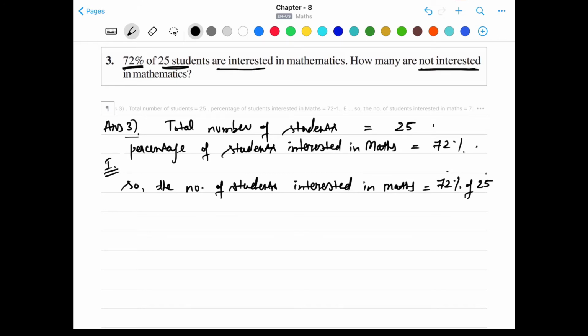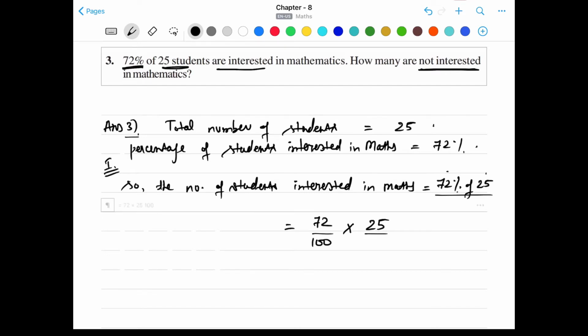In order to solve this, when you remove the percentage sign, you will always get 100 in the denominator. This "of" means multiplication, and we'll write it as 25. So 72% will be written as 72 by 100. When you remove the percentage sign, you always get 100 here, and "of" means multiplication, that is, multiplied by the number of students.